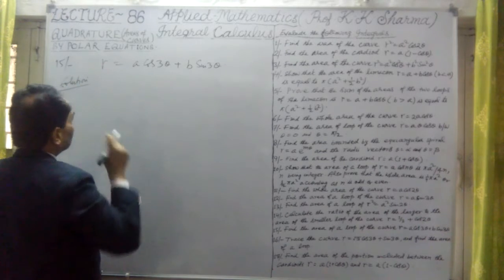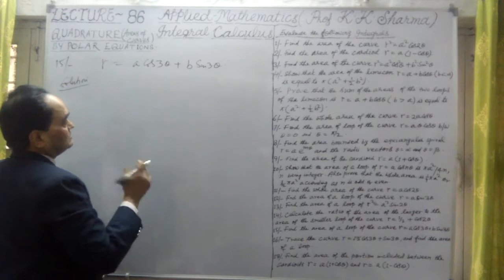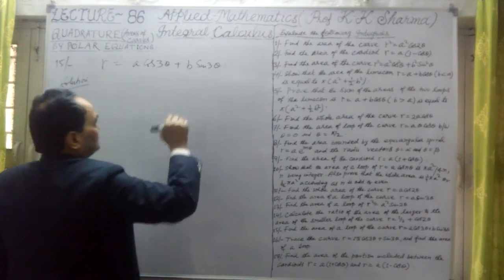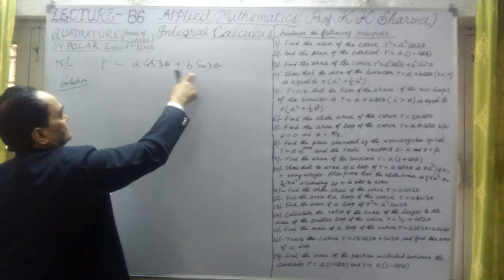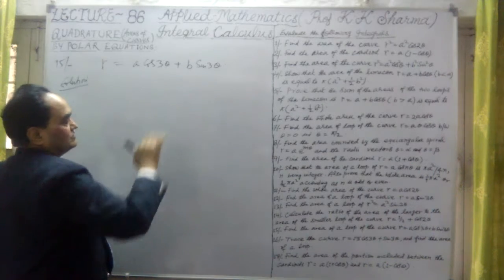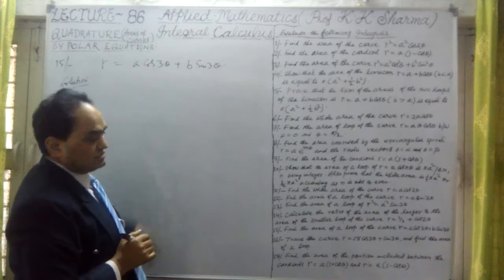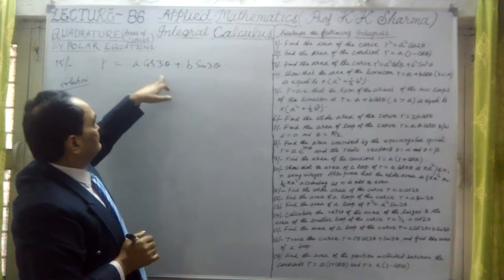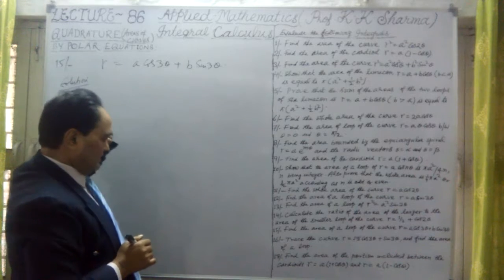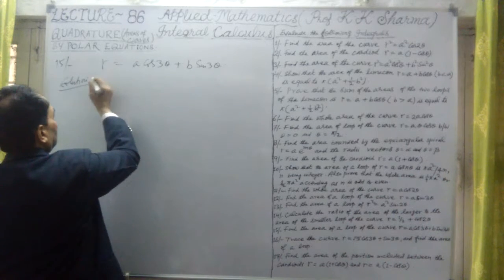Now here, this curve is not symmetric about the pole or anything. If I put pi minus theta in place of theta, it will change, because it changes cos theta. So it is not symmetric to anything. Symmetry is not to be defined here.